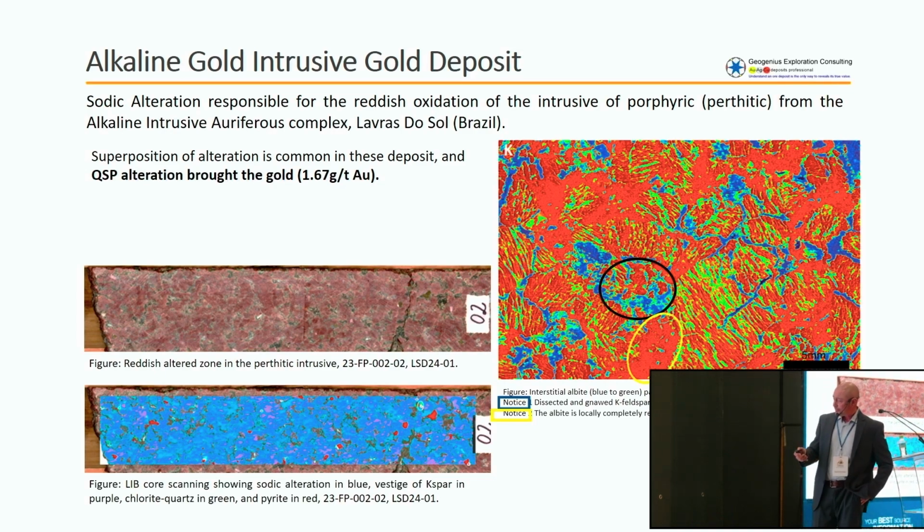So that's a zoom, and we changed the color because red is more intense, so we can see. The red is potassium. So we can see the perthite with the albite, and all the blue is the second generation of albite with the sodic alteration, and here it's a sericite that's superposed to it. So very complex system.